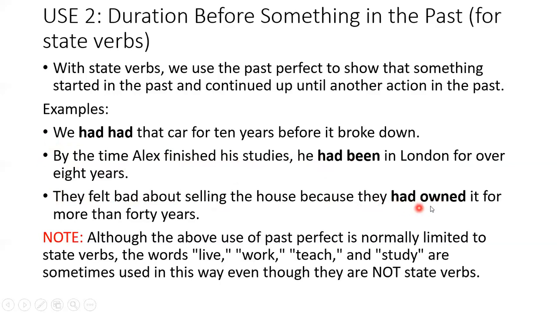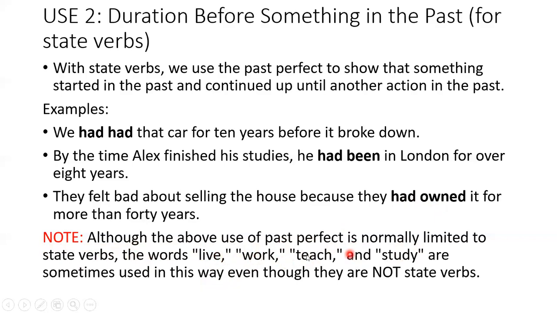Again, had owned is a stative verb, and so we have to use it in the past perfect, not in the past perfect continuous. Let's read the note. Although the above use of the past perfect is normally limited to stative verbs, we have special verbs that take the past perfect as well, like live, work, and teach, and sometimes study, but mainly it's live, work, and teach.